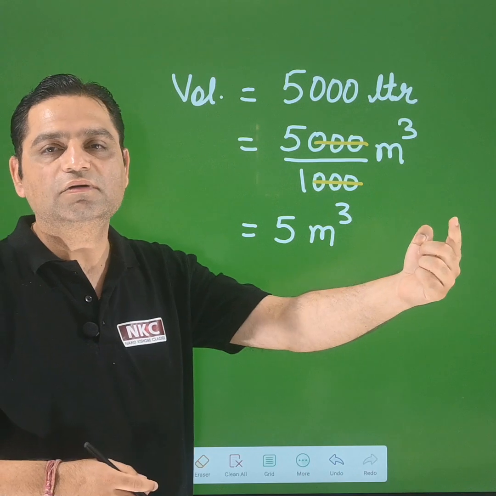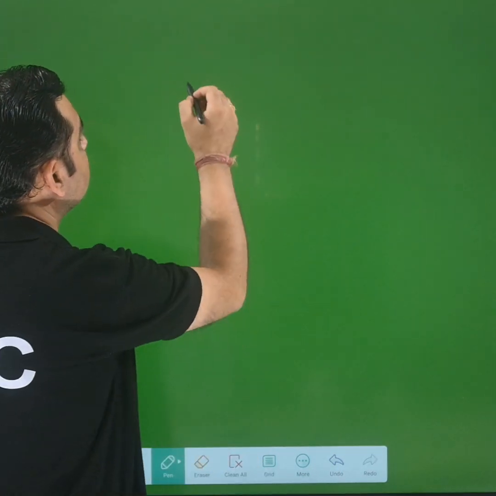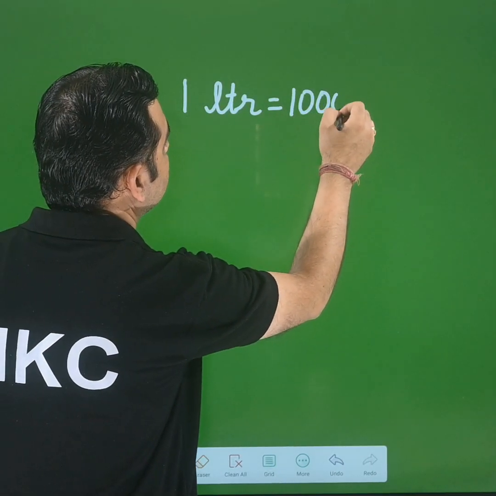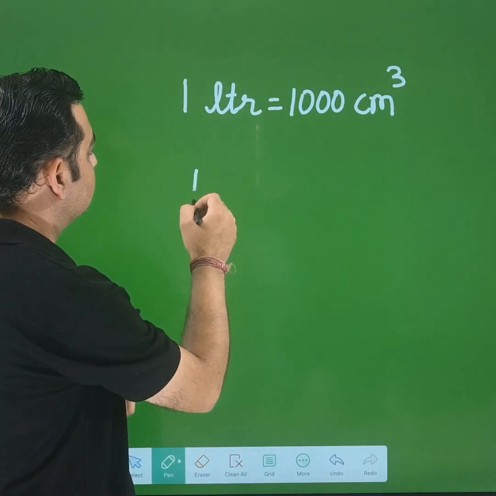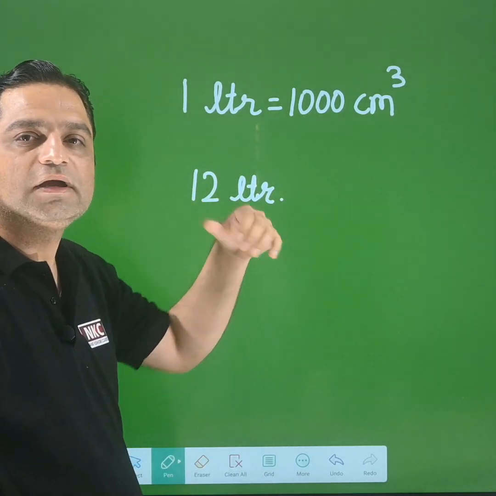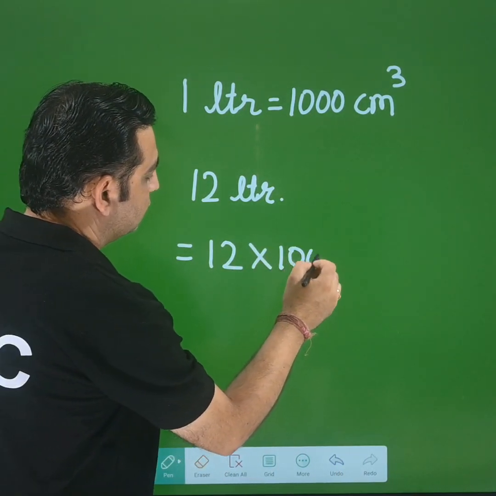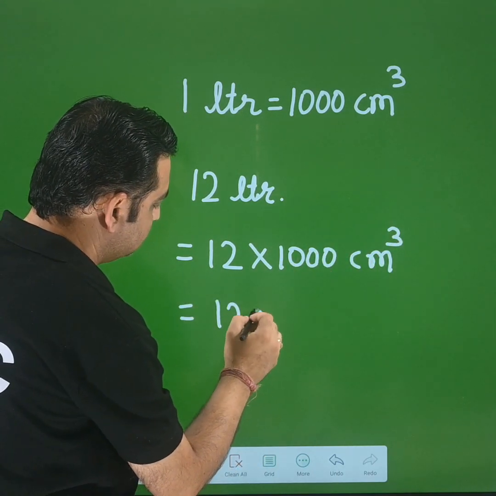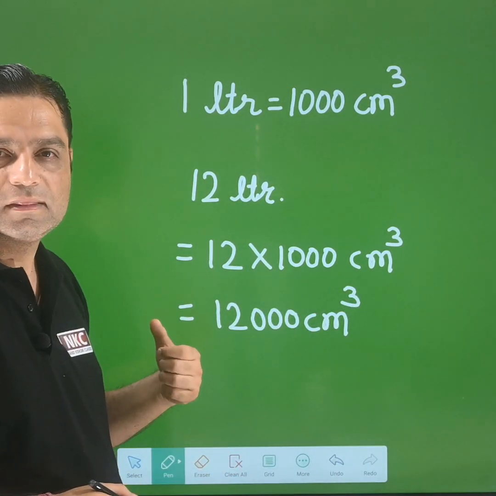Now the same is the thing for liters and centimeter cube. But yes, the relation is important to remember, because in 1 liter you have 1000 centimeter cube. Let's suppose your answer is 12 liters and you want to convert 12 liters into centimeter cube. That means you are going to multiply with 1000. You will get centimeter cube, and hence 12,000 centimeter cube would be the answer.